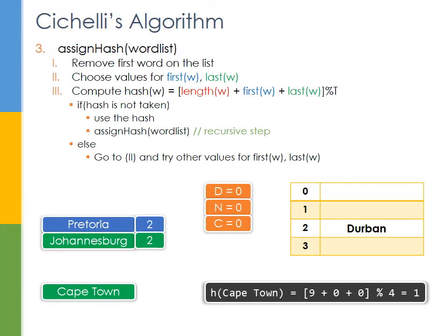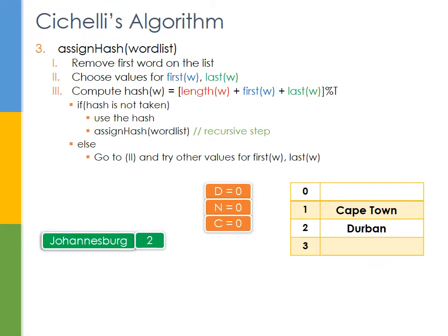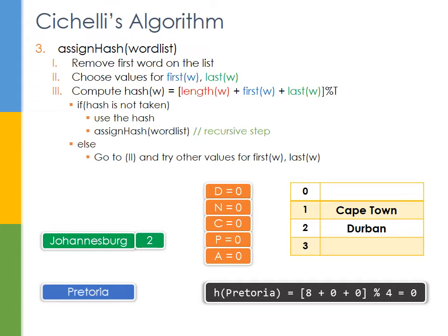We take the length. In this case, I count the space in between Cape and Town as an extra character. So the length of the word is 9. The values for C and N are both zeros, and this gives me the hash of 1. That's where Cape Town ends up. Next up, we have Pretoria. P and A do not have values here, so let's give values to P and A. Once again, they're just zeros. If zeros work, don't worry about making them different.